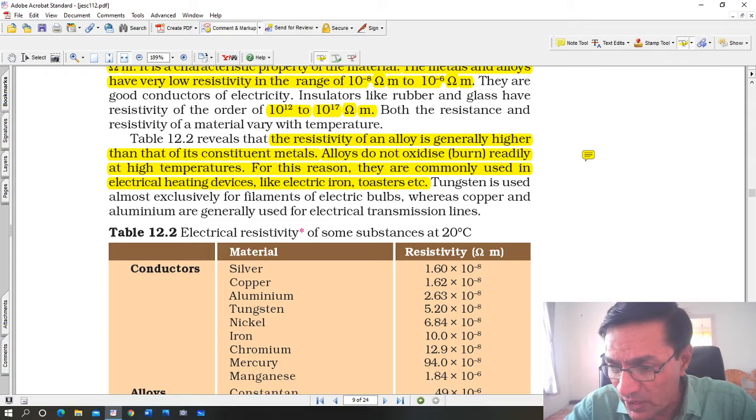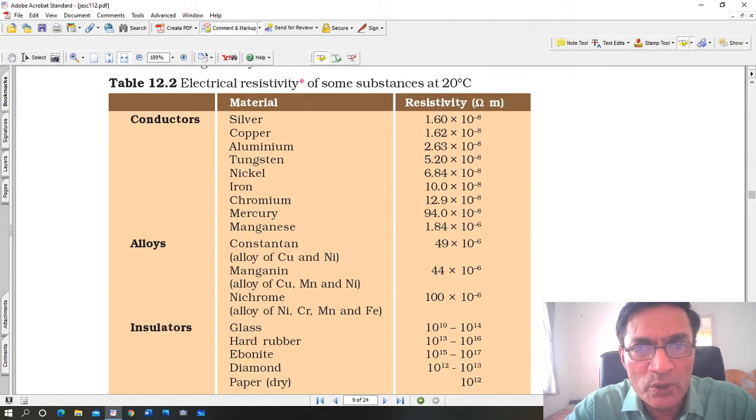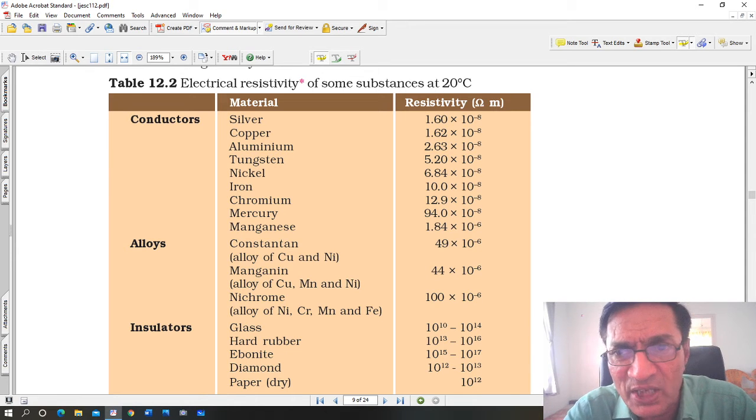All right, so let's go ahead now. See, this table 12.2 shows electrical resistivity of some substances at 20 degrees Celsius. Look, the temperature is mentioned here. 20 degrees is generally not room temperature, but in many places, in Europe and America, Canada, this 20 degrees is quite common. Even during summer season, they have 20, 23, 24, 25 degrees Celsius.